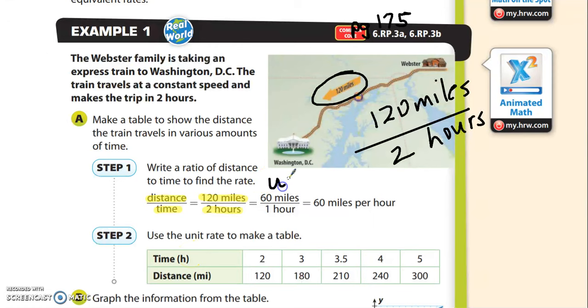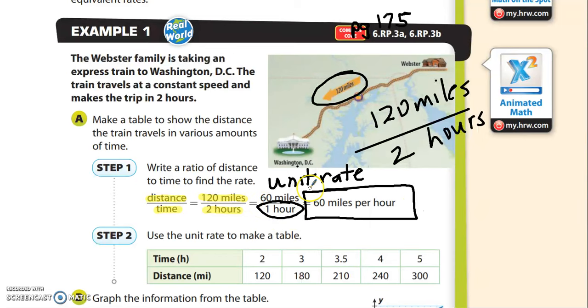You really want to calculate the unit rate, which is to simplify so that our second term is 1. We don't want to know how far the train can go in 2 hours. We want to know how far the train can go in 1 hour. 60 miles per hour. It's kind of like what we just did with the ammonia. It was nice to know that it was 100 mL of water for 2 mL of ammonia, but it was better to simplify that to get 50 to 1. We use that a lot more.